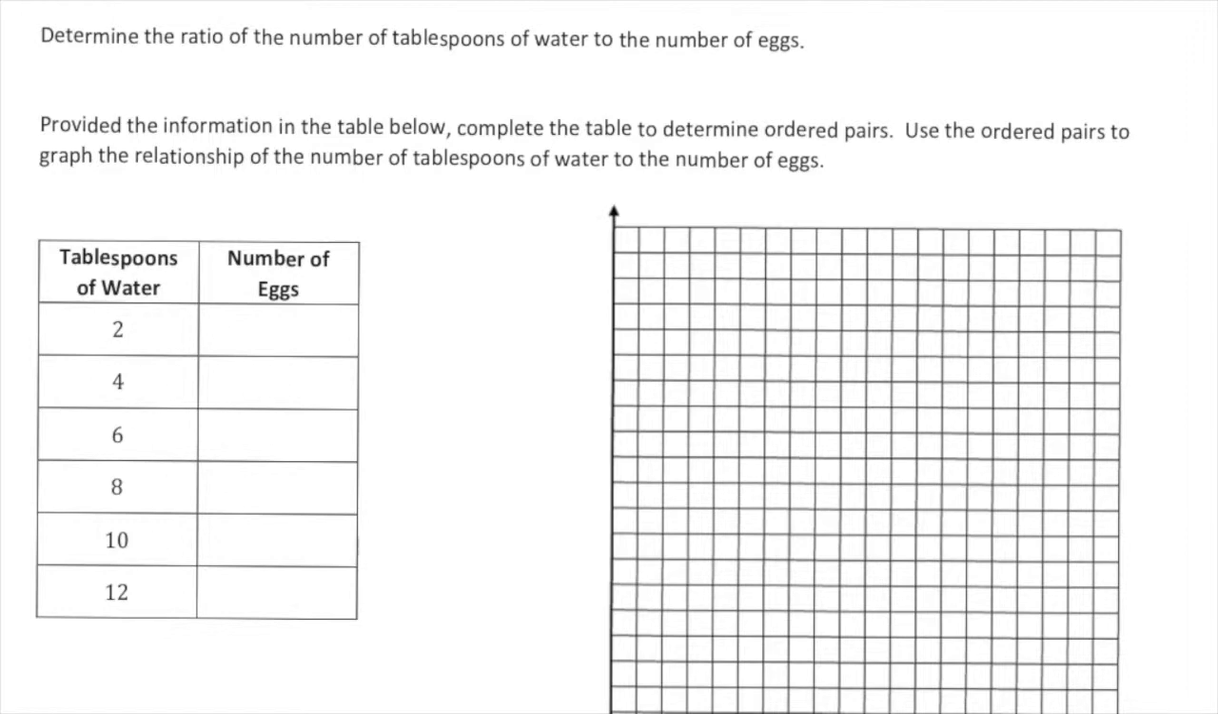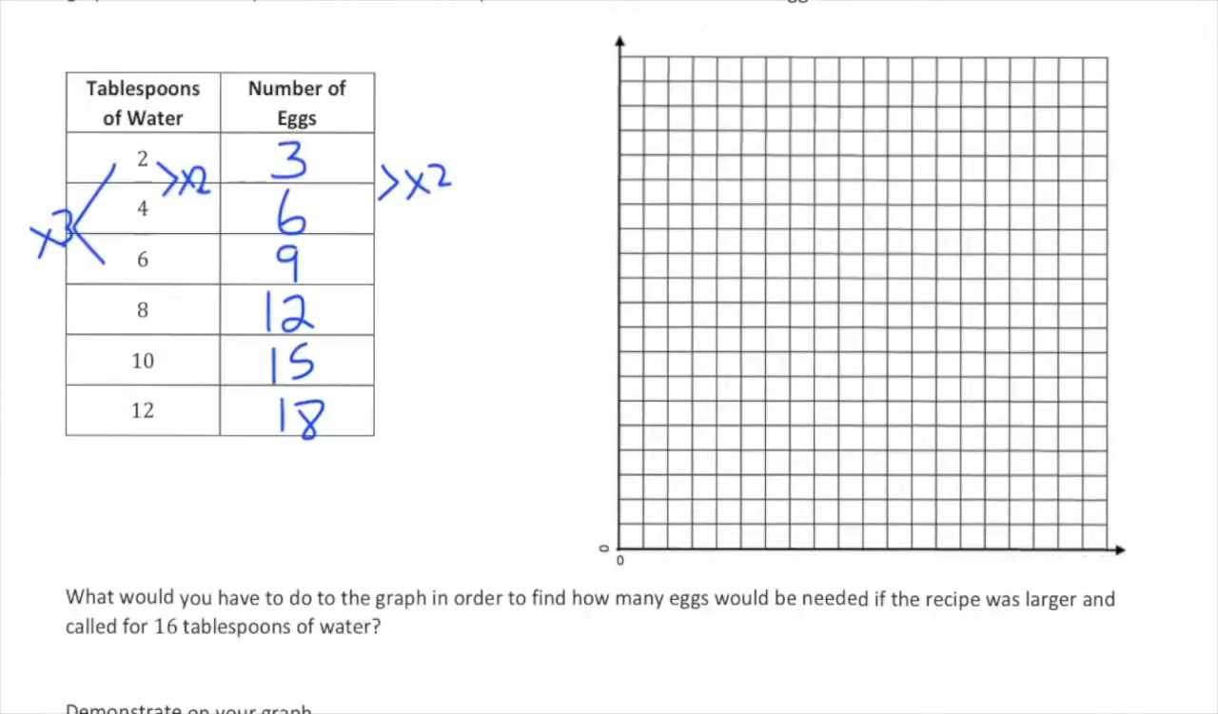So if you remember up top, there were 3 eggs for 2 tablespoons of water. And in the table, you can see that when I move from one to the next, all I'm doing here is times 2. So I'm going to also multiply this times 2 to get 6. Then here is times 3, and so on and so forth. And so here you can see that I have filled out my table, and each ratio is equivalent to 2 to 3 because they all grew by the same factor.